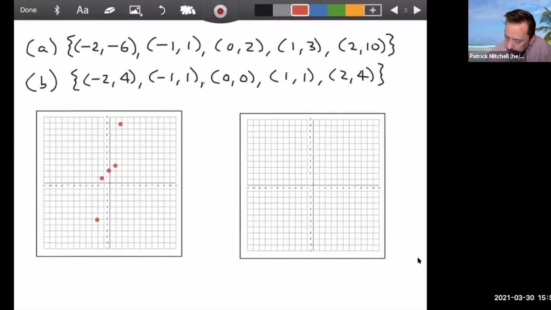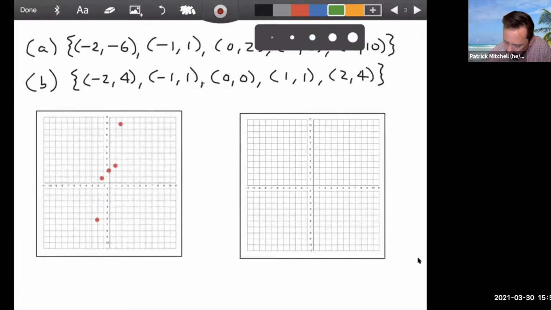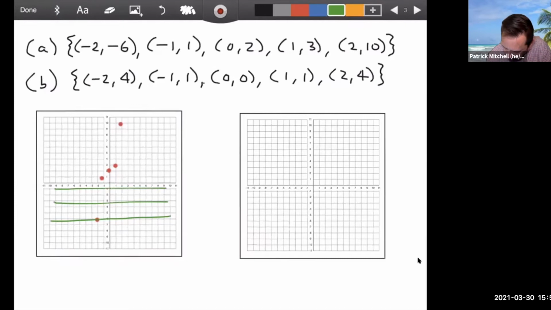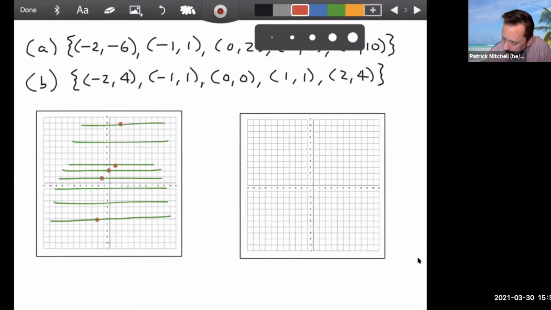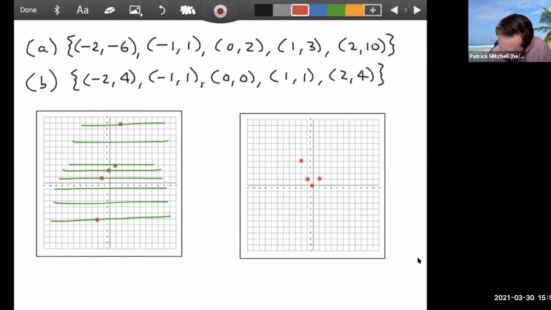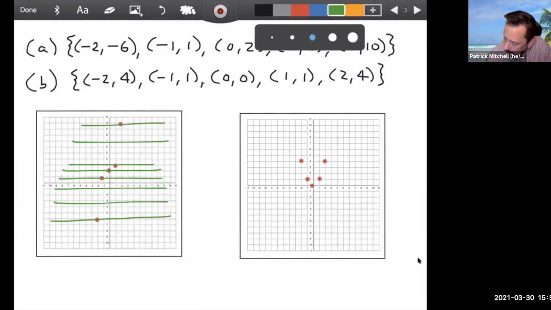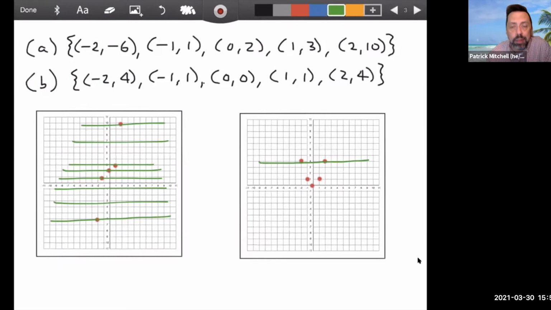which means if I were to draw a horizontal line through any part of this graph, it is never going to hit more than one point, okay? On the other hand, letter B, -2, 4, -1, 1, 0, 0, 1, 1, 2, 4. I can draw a horizontal line, for example, there, and it hits more than one point.